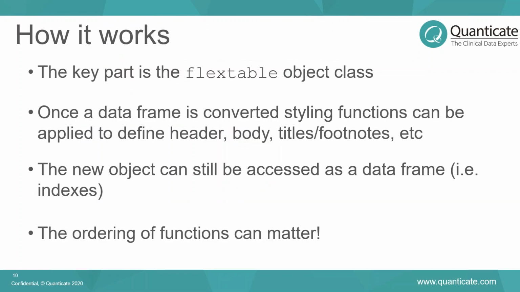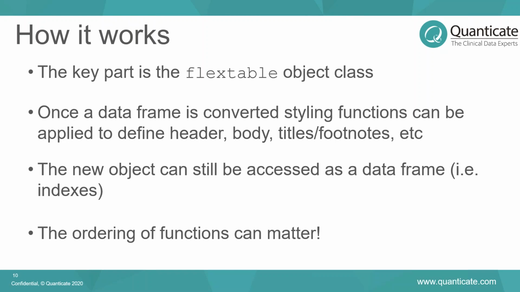So the good thing is that once you've created this flextable object, you can apply styling functions. You can add specific things to the object. So you can add titles, you can add footnotes, you can add alignments, you can add column width, row height, whatever. And then you can apply different styles to different sections. So you have a body section, a title section, and a footnote section, and you can apply things to different parts of the object itself.